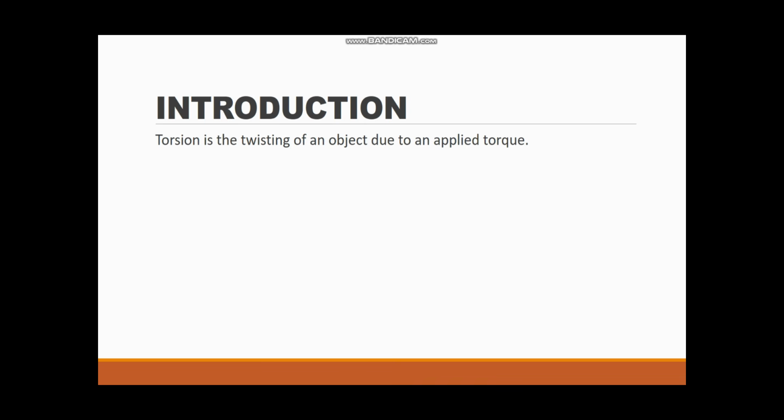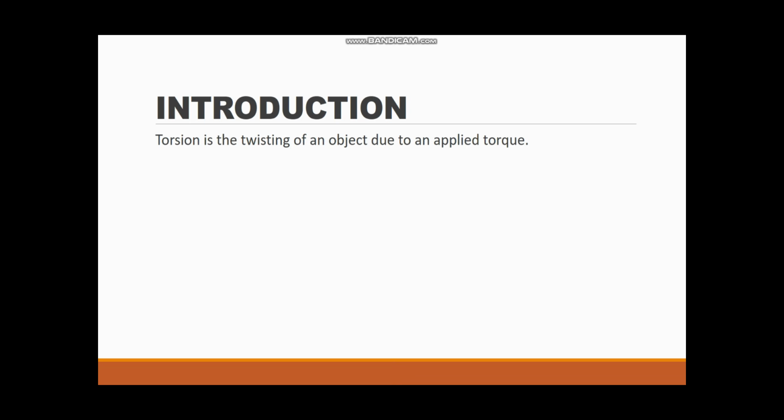So, torsion is the twisting of an object due to an applied torque, and a torque is a moment that twists a structure or a material. Unlike axial loads that produce uniform or average stress over the cross-section of the object, a torque creates a distribution of stress over the cross-section. And it's often applied on rods and shafts.